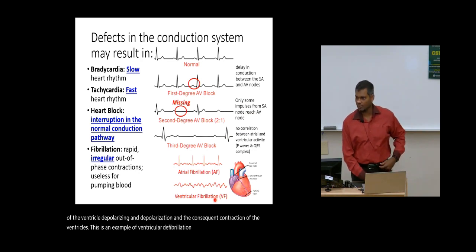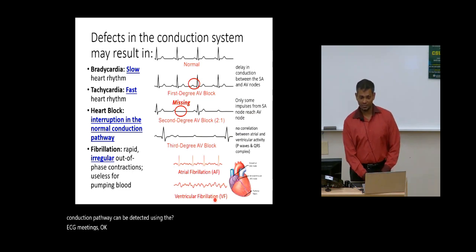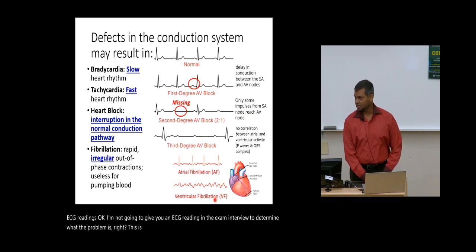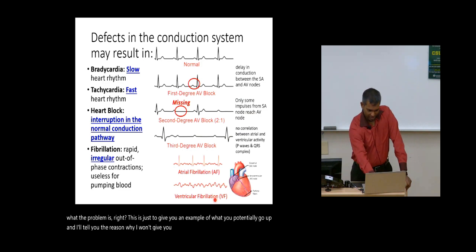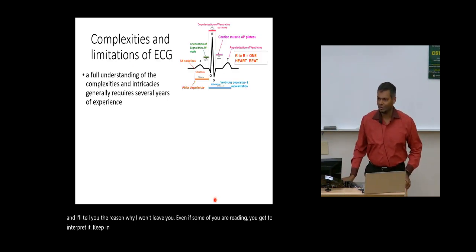So is this clear how some of the problems in the conduction pathway can be detected using the ECG readings? Okay, the good news is I'm not going to give you an ECG reading in the exam and tell you to determine what the problem is. This is just to give you an example of what can potentially go wrong. And I'll tell you the reason why I won't give you an ECG reading, even if some of you are really eager to interpret it. Keep in mind that in order to interpret these readings, you would need many years of training as a cardiologist.